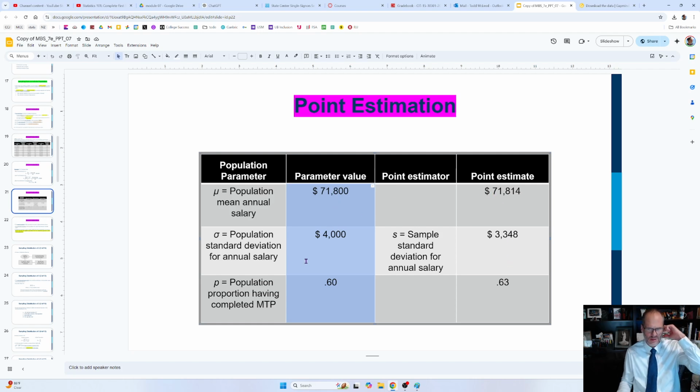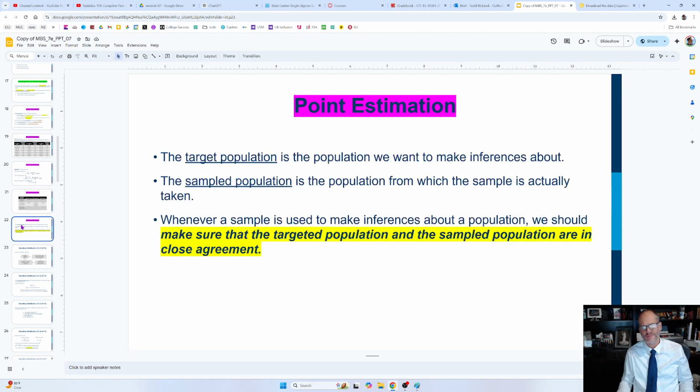And as we go through the course, we're going to see how to develop levels of confidence, or what the confidence interval is, so that we could say that our point estimate from our sample is going to be close to the population parameter, plus or minus a certain amount.